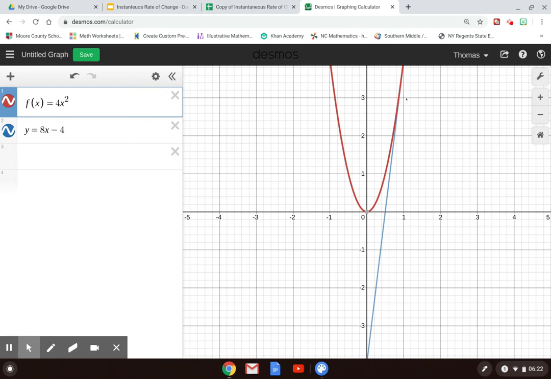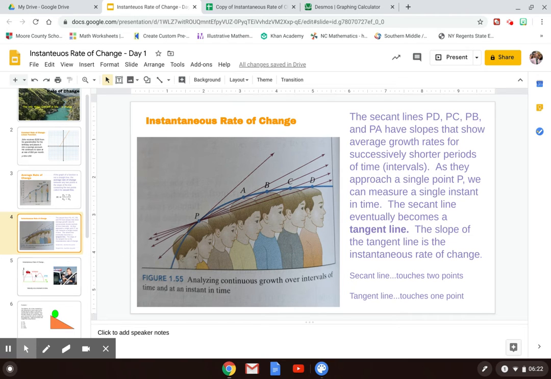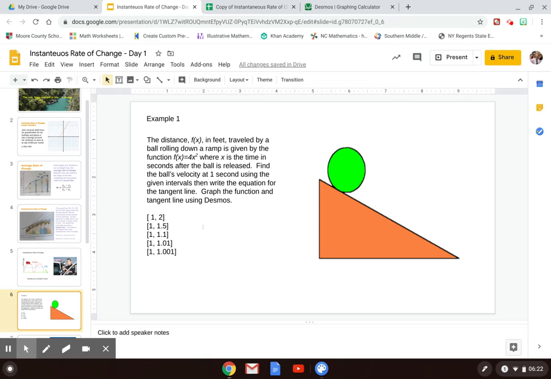And so at this particular moment in time, my instantaneous rate of change is going to be 8. So that means the ball was changing by 8, since we're measuring in this particular function, the feet that the ball was moving.